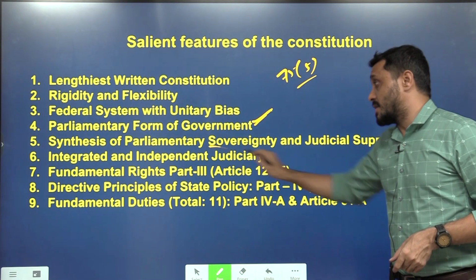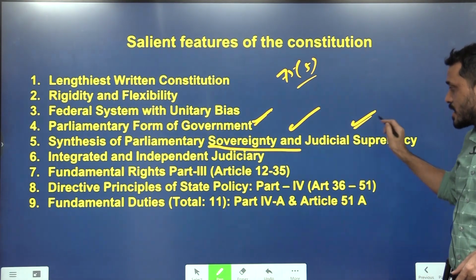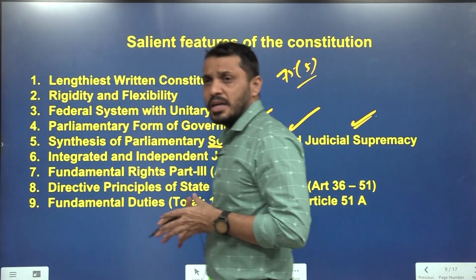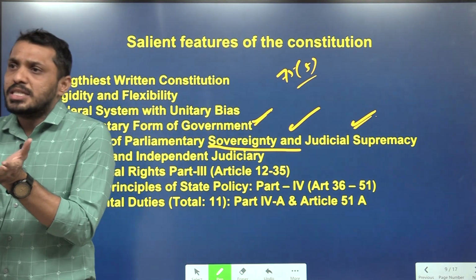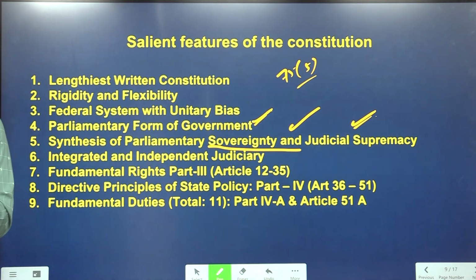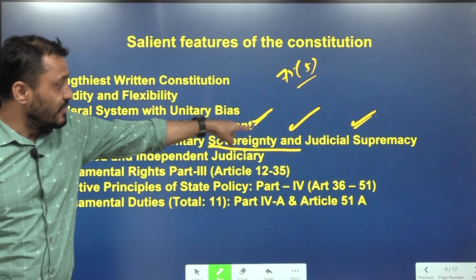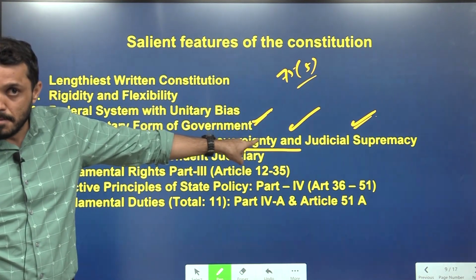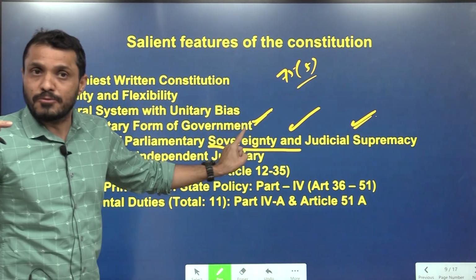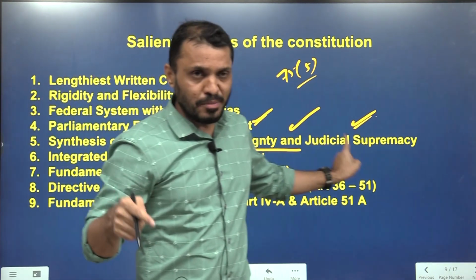Fifth one, synthesis of parliament sovereignty and judicial supremacy. Tell me, students, what does it mean? It means in India, parliament has all the powers, but at the same time, whatever laws are made by the parliament will be reviewed by the judiciary. This is from the mains point of view. When you are writing the mains, this point will be very helpful.